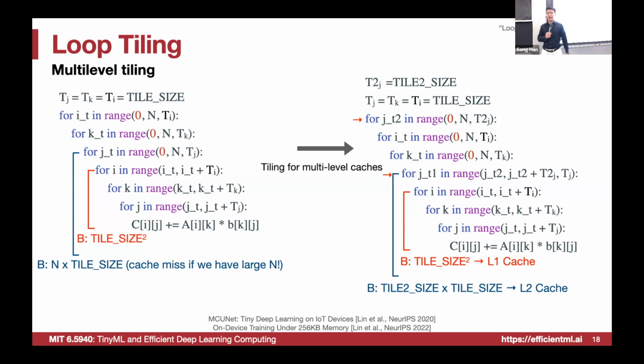So this is trying to fit this working set in the second level of cache and this working set in the first level of cache. When you have multiple levels of cache, you also want to have multiple levels of tiling. Each level of tiling fits the size of each level of cache.